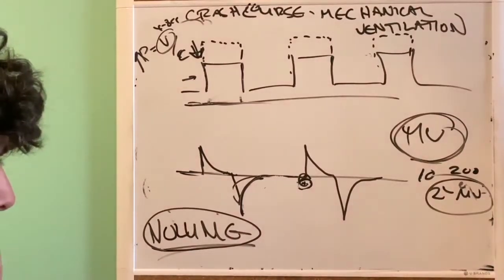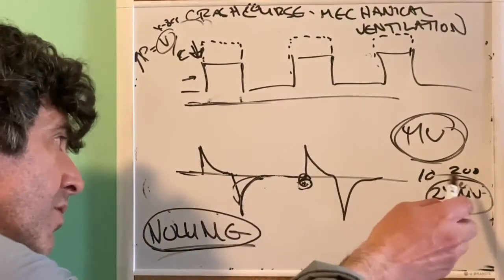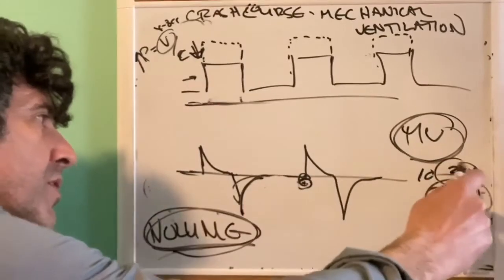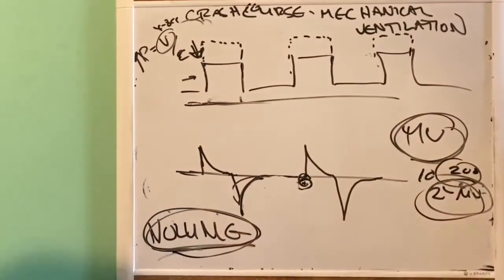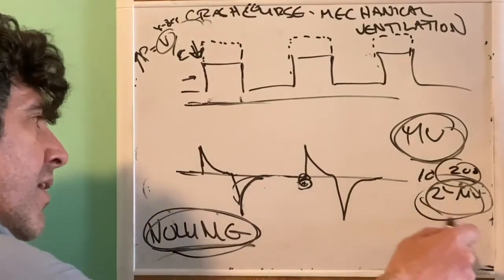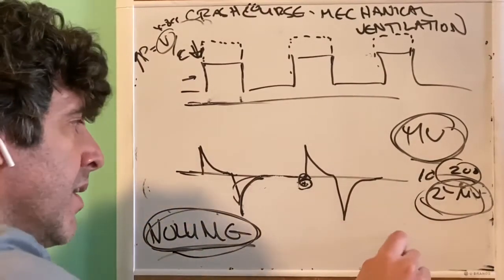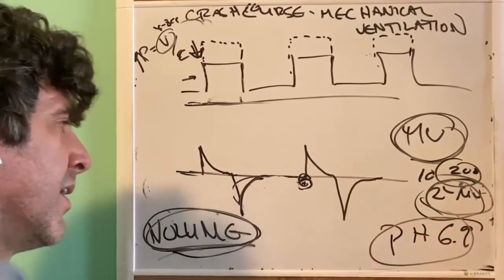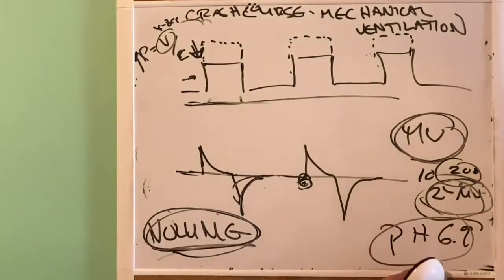In any case, going back to this, volume is supreme. Why don't we do 200? Well, your minute ventilation is low. What's going to happen? Your minute ventilation is going to go down, and your pH is going to be very low, let's say a pH of 6.9. And now this is another priority. It depends on what you decide your priorities are.